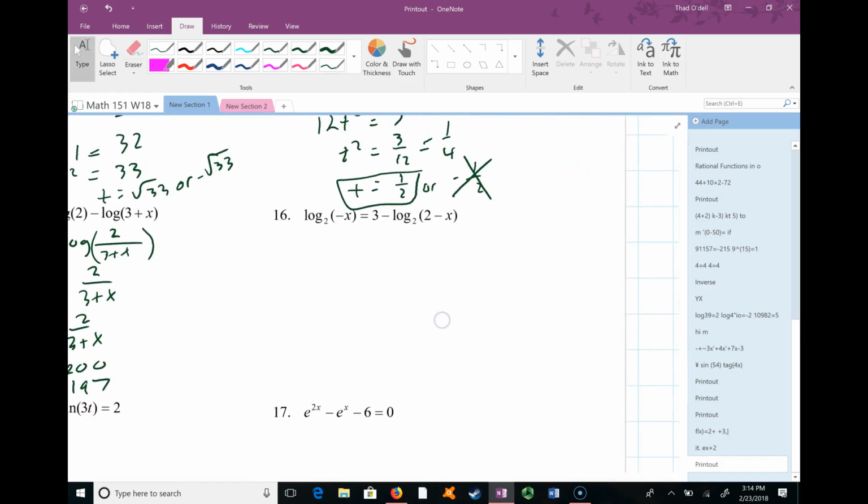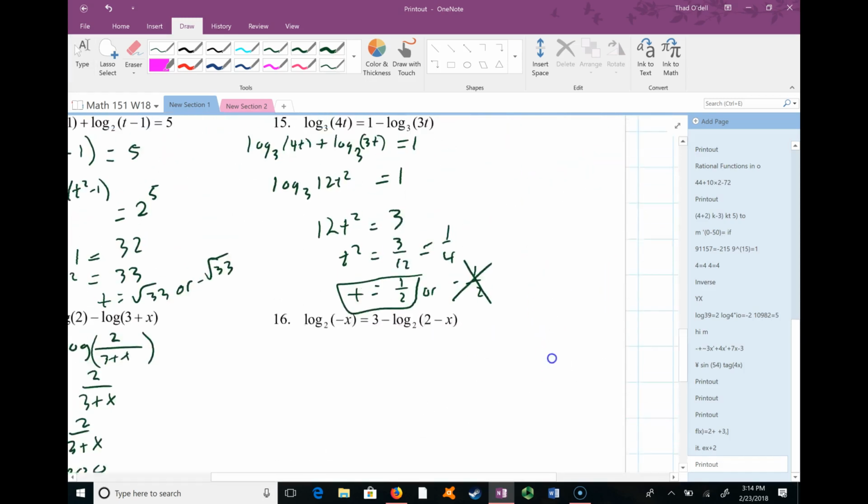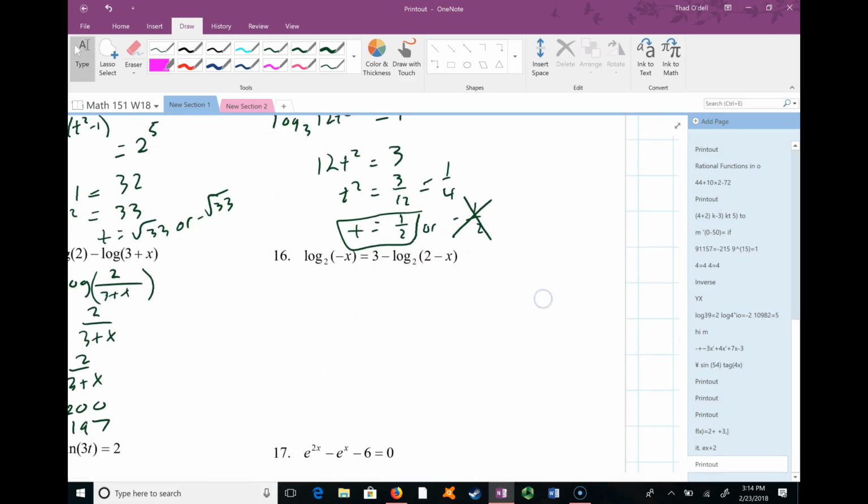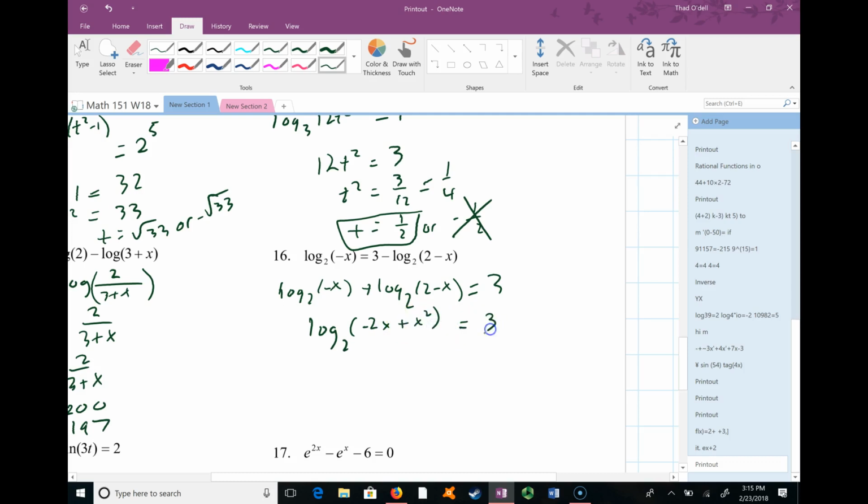That's big. Here's another one where we got a log on the wrong side. Looks very similar to that, doesn't it? So I move it over, and I get log base 2 of negative x plus log base 2 of 2 minus x is equal to 3. Combine them into one log. That would be log base 2, and negative x times 2 would be negative 2x, and negative x times negative x would be positive x squared. And that's equal to 3 still.